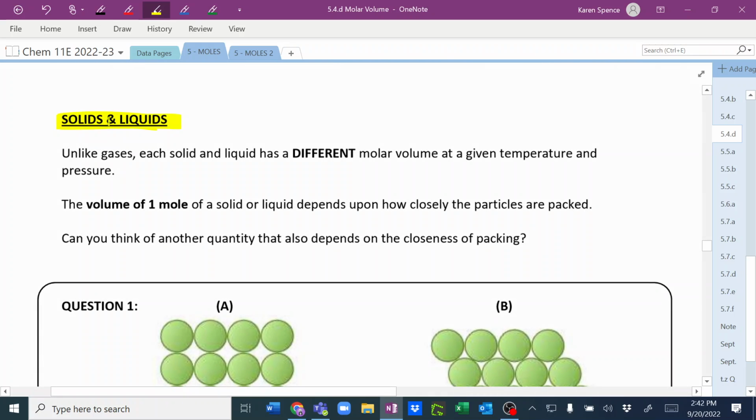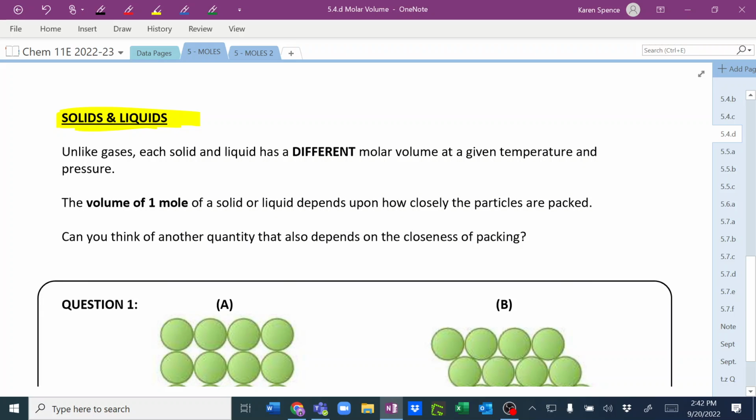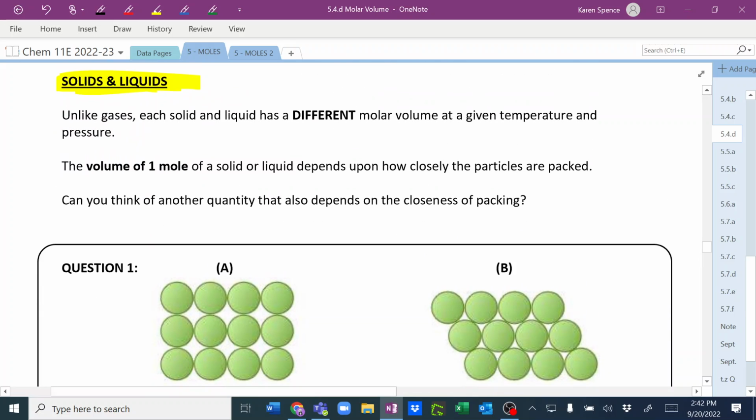Here we have solids and liquids. Now solids and liquids, what's different about solids and liquids from gases? They are not very compressible. They do not change volume a lot when you heat them or cool them. They do a little bit, but not very much. So each solid and liquid has a different molar volume. The volume will depend on how closely the particles are packed, and there are different ways that particles pack depending upon the type of particle.